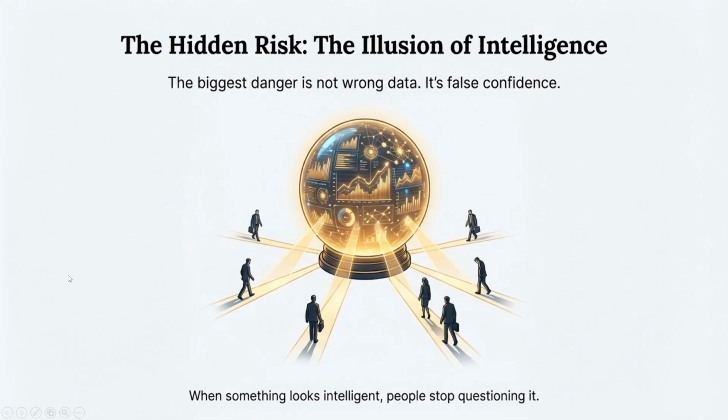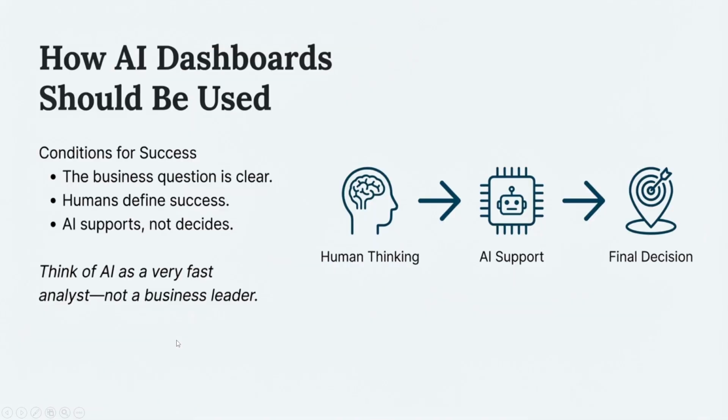What's the hidden risk? The illusion of intelligence. It's a fact which is revolving around all of us. The biggest danger of an AI dashboard right now is not wrong data. It's false confidence, I would say. When something looks intelligent, it's a human tendency that people stop questioning it. By default, we feel that it's intelligent, so definitely everything might be correct. That's the false assumption we keep, and we sometimes get into a trap.